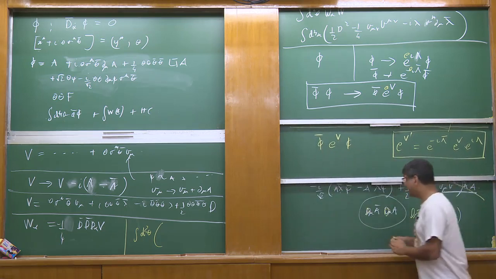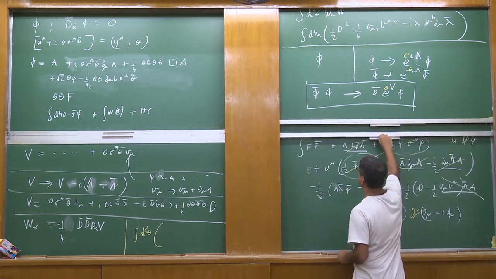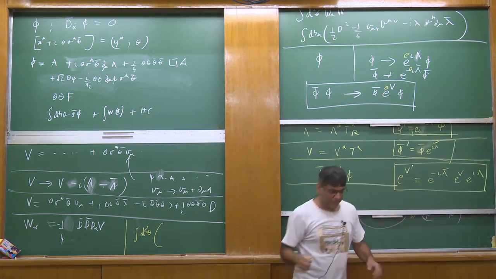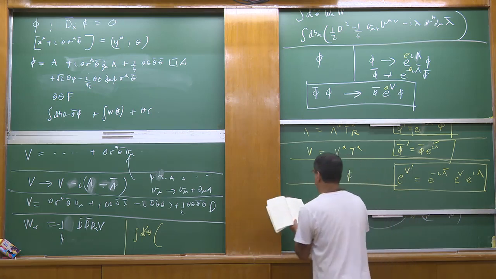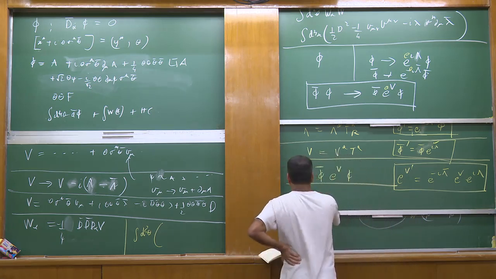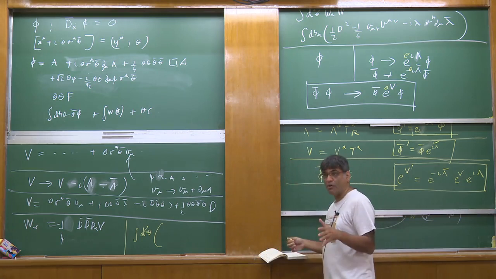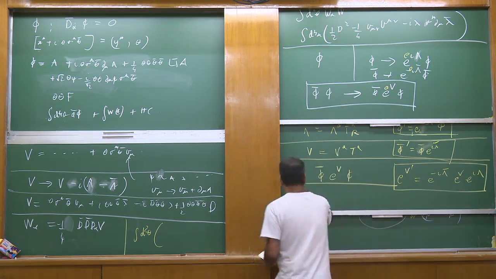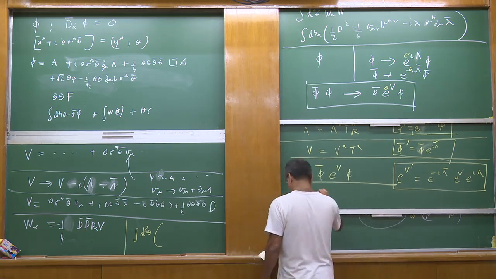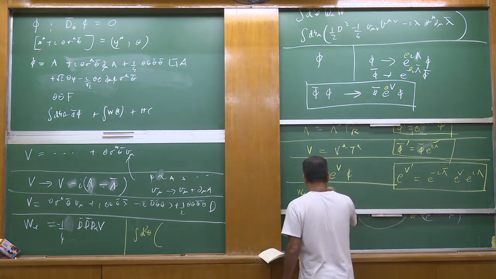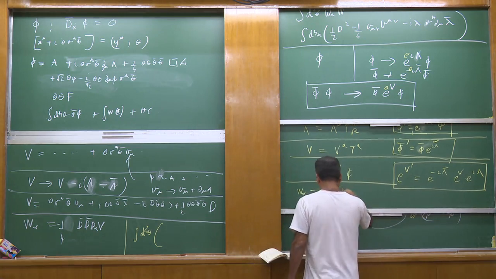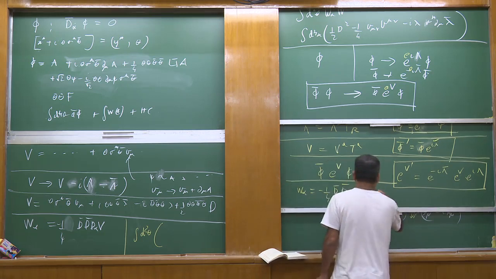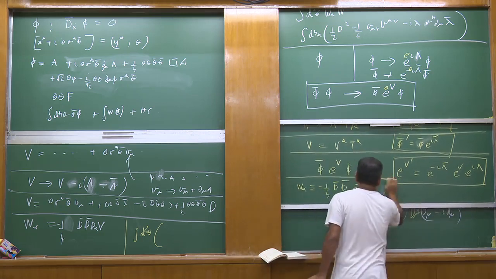The last thing we have to do is to understand what is the analog of this W. So the analog of W is as follows. W, which earlier was minus 1/4 D bar squared D, now becomes W_alpha equal to minus 1/4 D bar squared e to the power minus V D_alpha e to the power V.